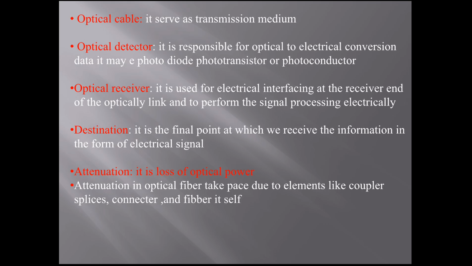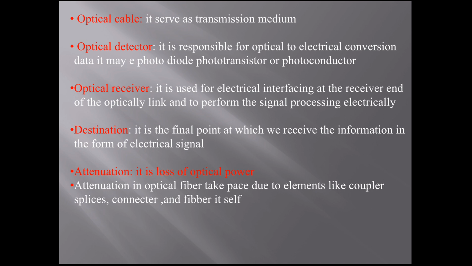Optical cable serves as the transmission medium. Optical detector is responsible for optical to electrical conversion of data. It may be a photodiode, phototransistor or a photoconductor. The optical receiver is used for the electrical interfacing at the receiver end of the optical link and performs the signal processing electrically. Destination is the final point at which we receive the information in the form of electrical signals.